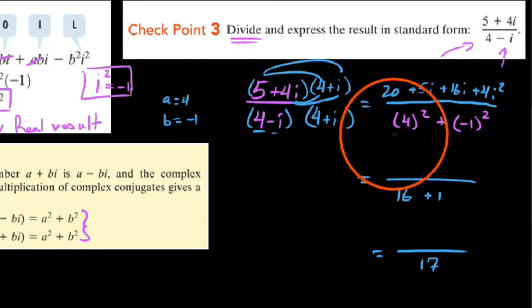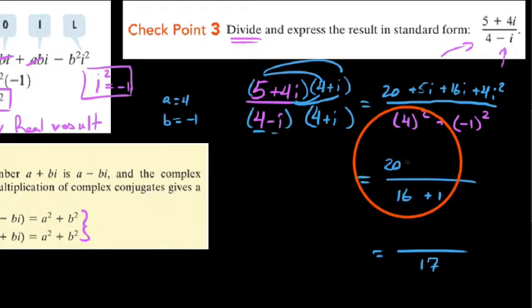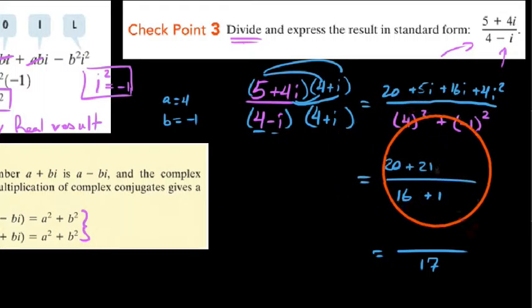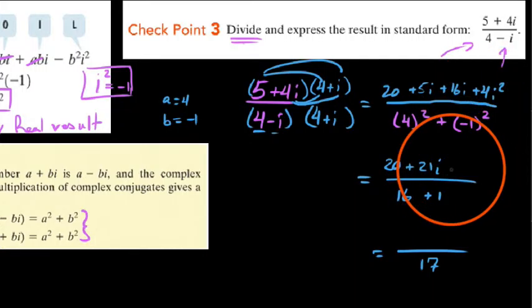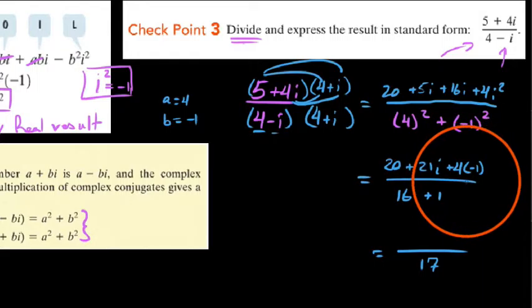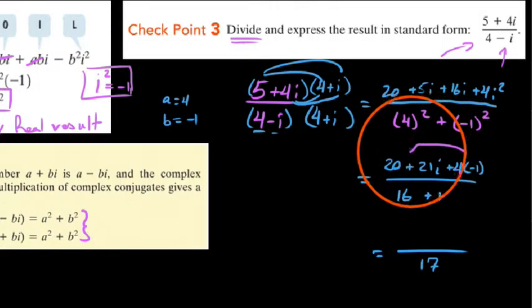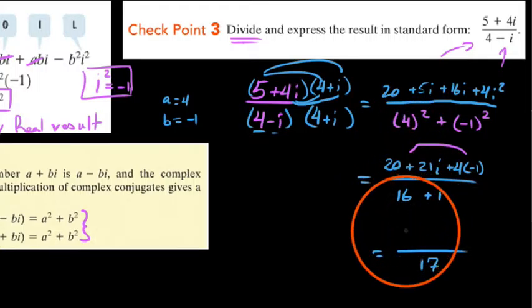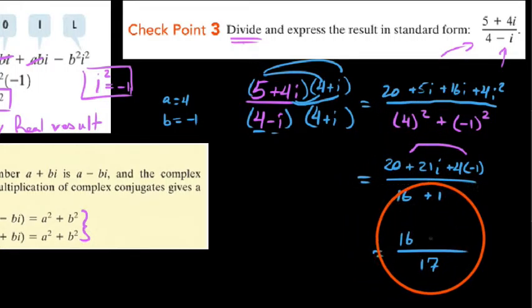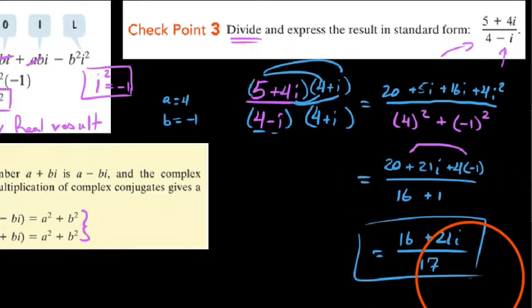A couple of things I want to do here. First, the 5i and the 16i we're going to combine, so I get 21i in the middle. And then we're going to get plus, and remember, i squared is negative 1, so we get plus 4 times negative 1, which is negative 4. When I add that negative 4 to my positive 20 here, we end up with 16. So 16 plus 21i.